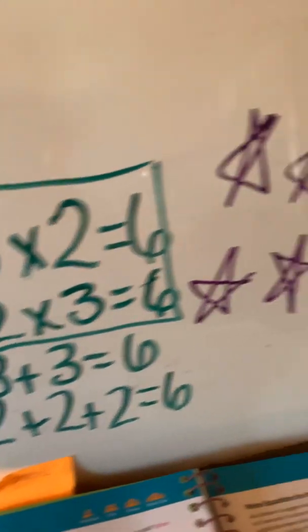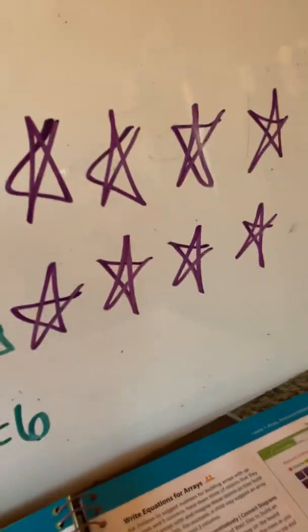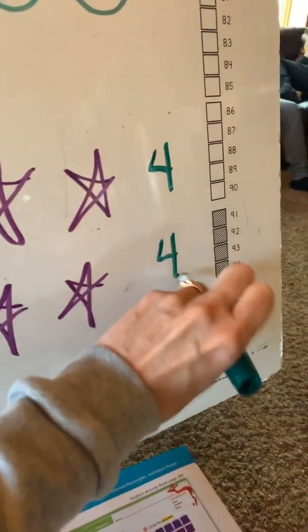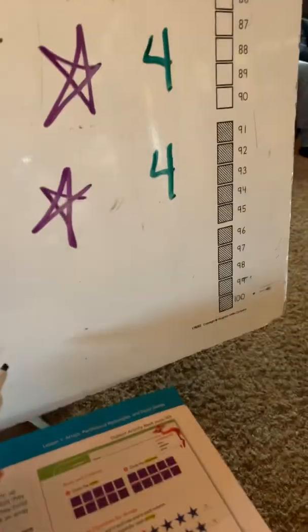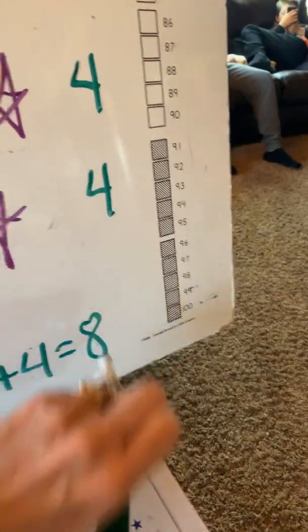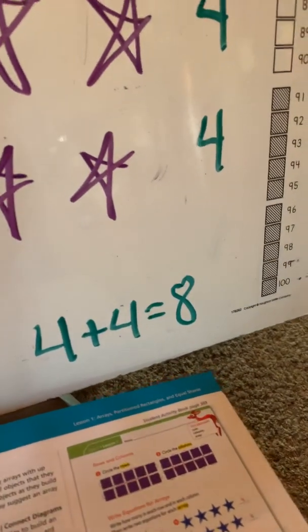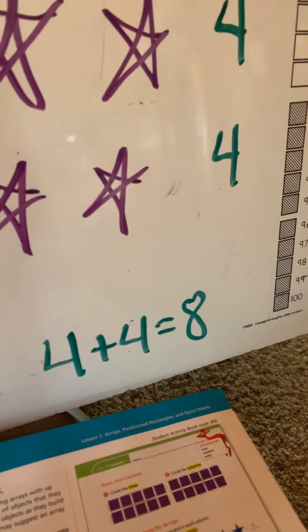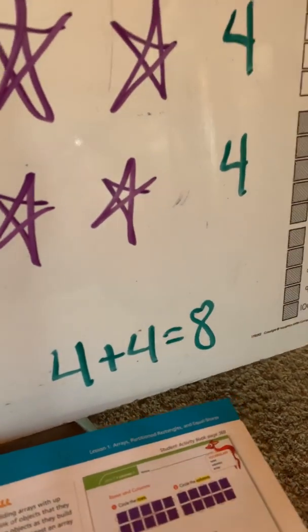All right, let's do the next one, the stars. There are 4 stars in a row. So if we count, we have 4 plus 4 equals 8. And that would be written like this. We could also say 2 groups of 4 equal 8. 2 times 4 is 8.